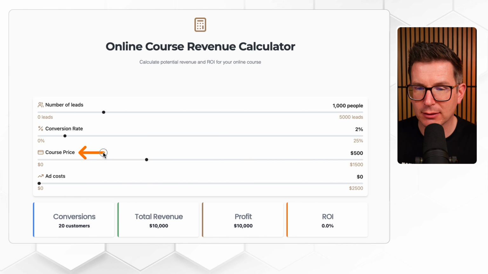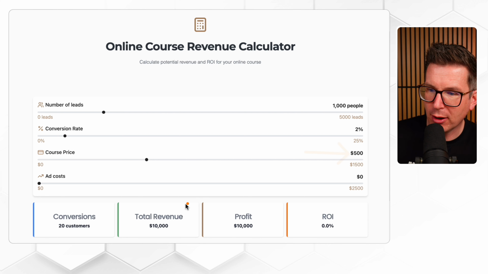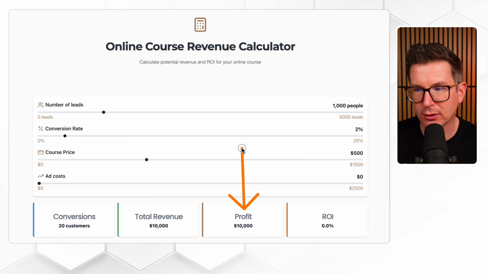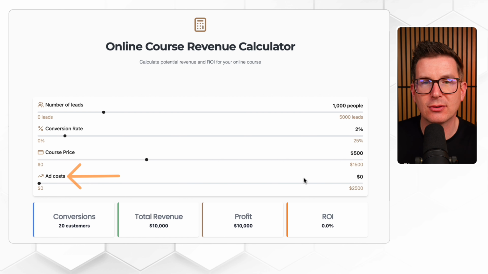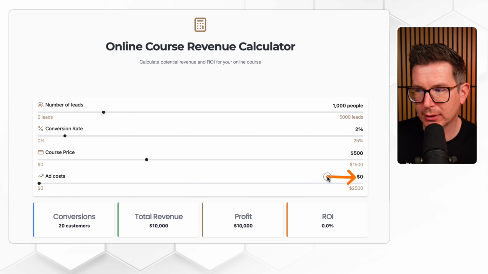And the next line represents the course price, and that's set to $500. Now, we can obviously change this. I'm going to do that in a bit, but it's preset to $500 here. That makes up a total revenue of $10,000 and a profit of $10,000 so far in this example. Now, you can see the last row here, that's for ad costs. Right now, it's set to 0, but I'm going to come back to that in a bit.